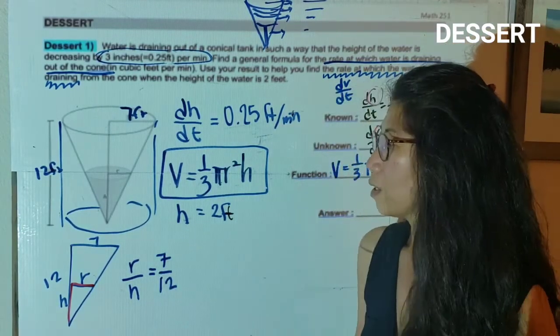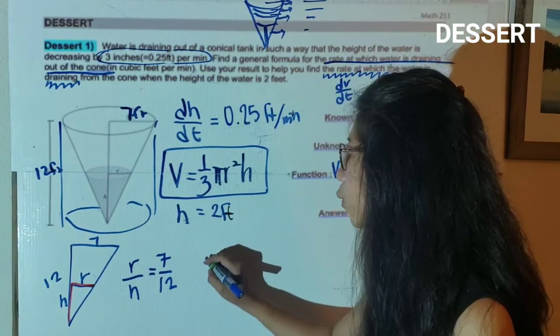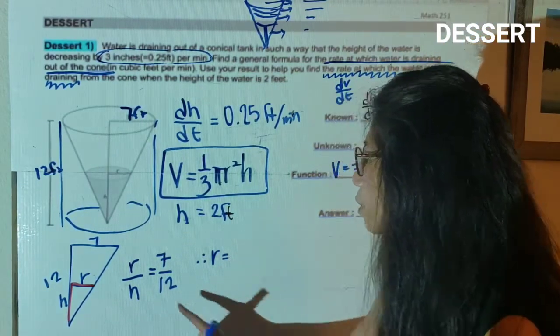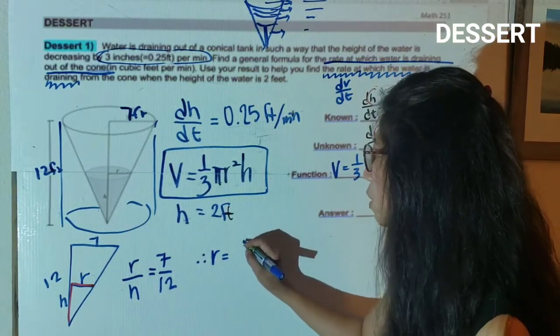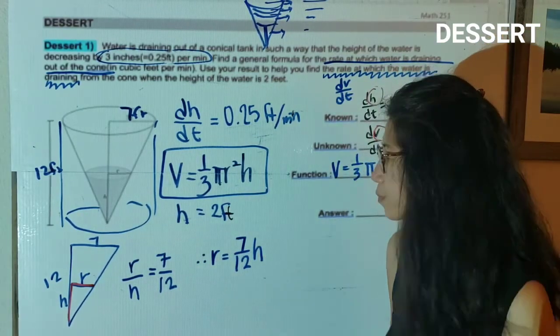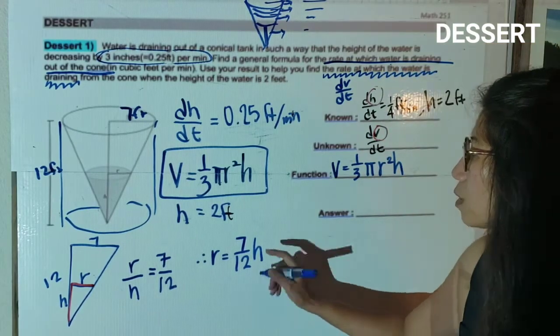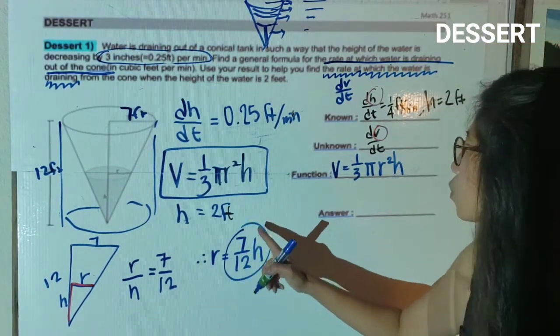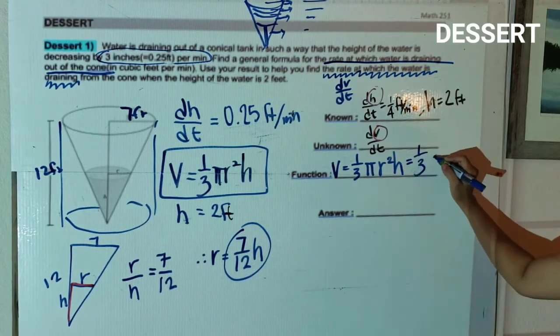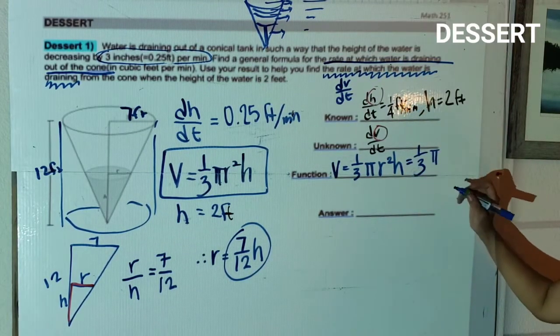Did you find that? So that will give me the equation for R. So from here, what is going to be R? R is going to be just multiply H here, 7/12 H. So far so good? So what am I going to do? Substitute this one into the R. Then this is going to give me all the equation in terms of H and V.